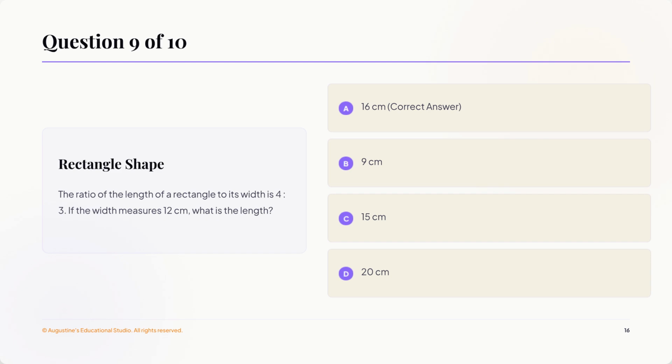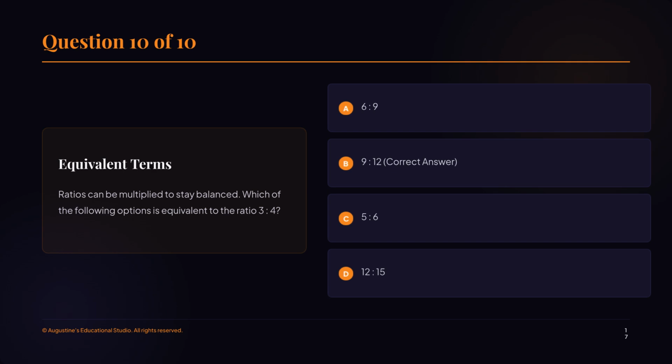Moving on to question 9, we have a rectangle where the ratio of its length to its width is 4 to 3. If the width is 12 centimeters, what is the length? For our final question, question 10, we look at equivalent terms. Ratios can be multiplied to stay balanced. Which of the options provided is equivalent to the ratio 3 to 4?